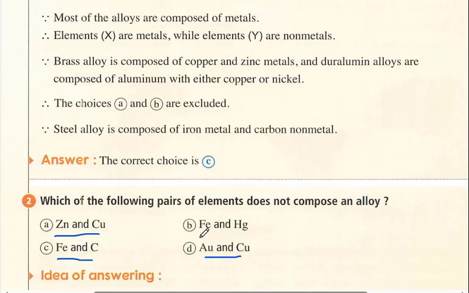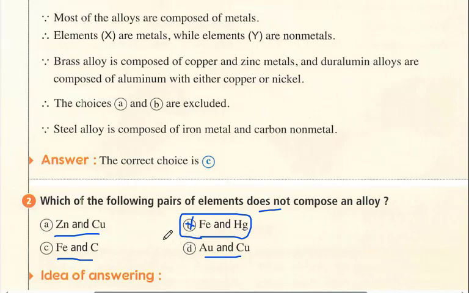Iron and mercury is not an alloy, because mercury in normal conditions is a liquid, not a solid. We all know that alloys are solids, so this is not an alloy, and this is the correct answer because the question asked about the exception. So this is the only pair which does not compose an alloy: iron and mercury. Mercury cannot form an alloy in normal conditions.